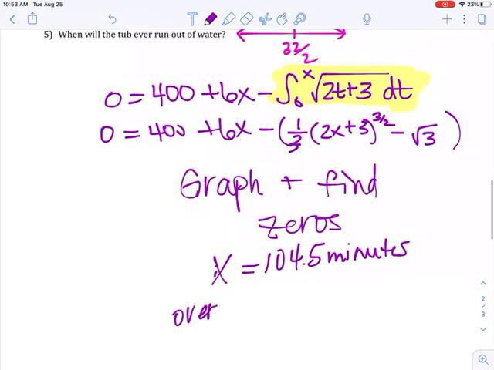Okay, so you should get X is 104.5 minutes, which would translate to over an hour and a half before you would run out of water. Okay, probably wouldn't be very warm water if you're using the hose to fill it up, but that's just what would happen.